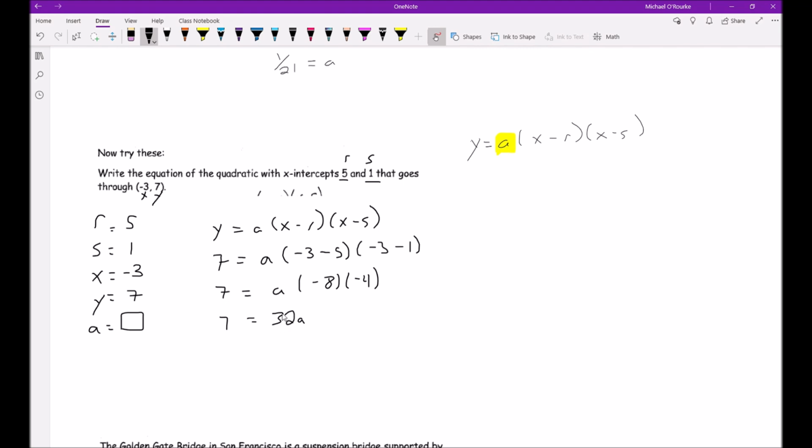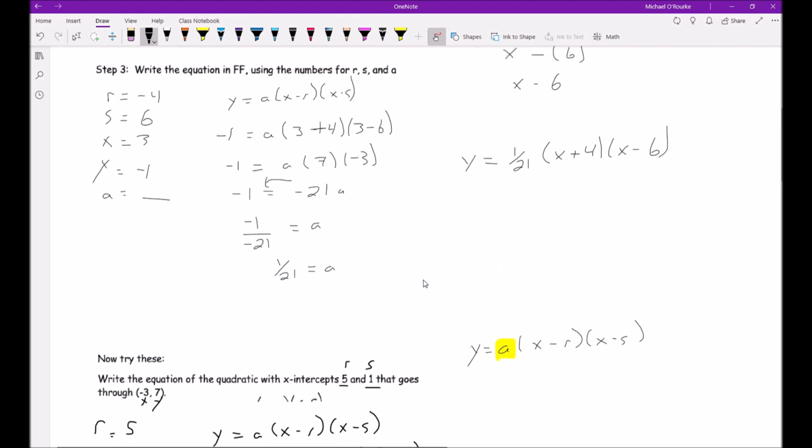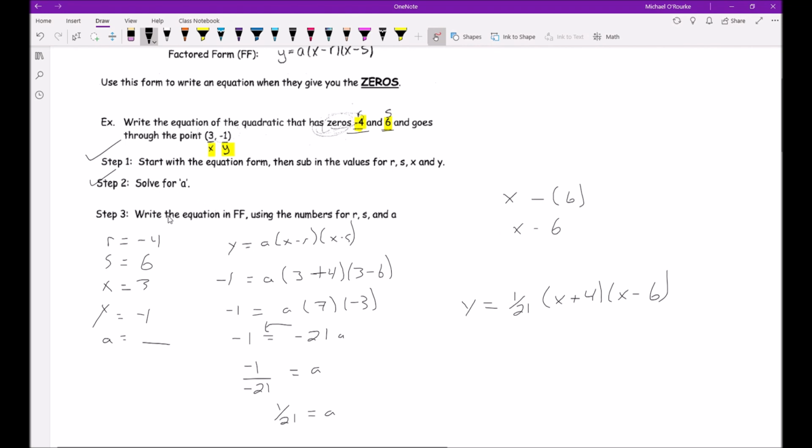And then we have 32 times a, so I'm going to move that over to isolate the a, so it's going to become 7 divided by 32 equals a. So a equals 7 over 32. Okay. You could make that a decimal, 0.22, if you wanted to. That's also fine. I like fractions better than decimals. And then our last step is to write it out in factored form.